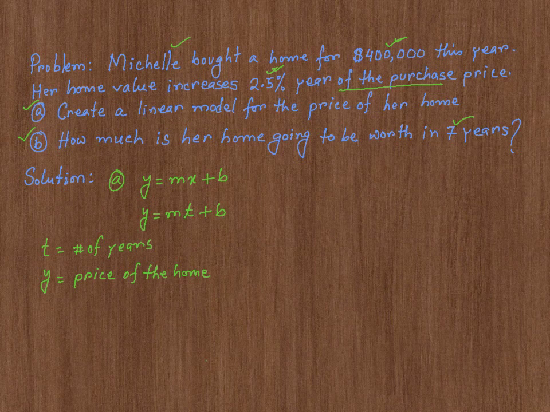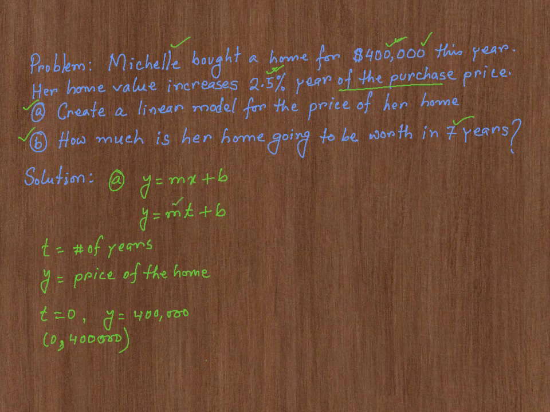Now, at time t equal to 0, what happens? She purchases the home for $400,000. That's how much she spends. So her fixed cost, or you can think of it as when t is equal to 0, y is equal to 400,000. So this is the y-intercept, (0, 400,000). Let me take away this comma to avoid confusion.